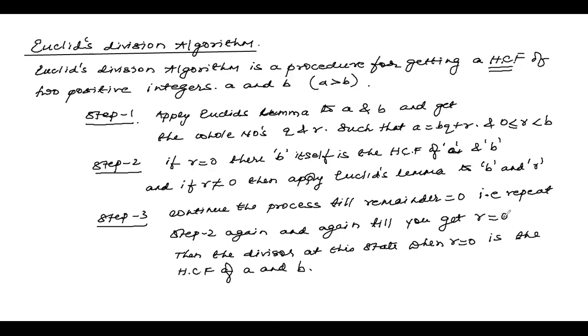And once you get R equals 0, then the divisor at this stage, got it? That is the stage when you get R equals 0, the divisor is the HCF of A and B. Are you getting me here?